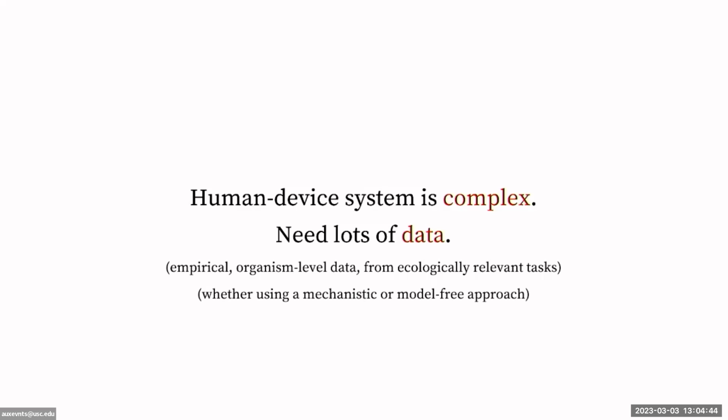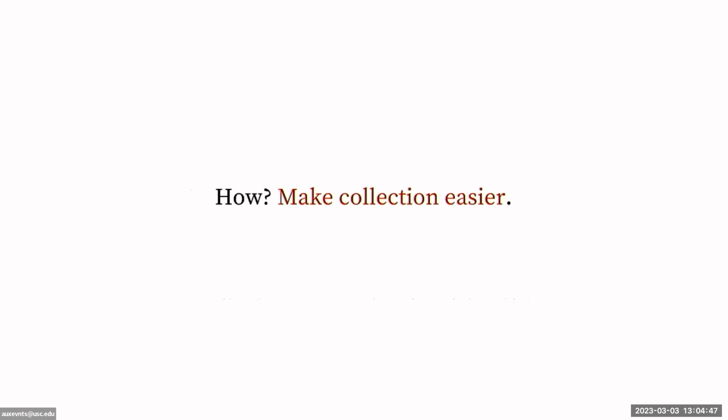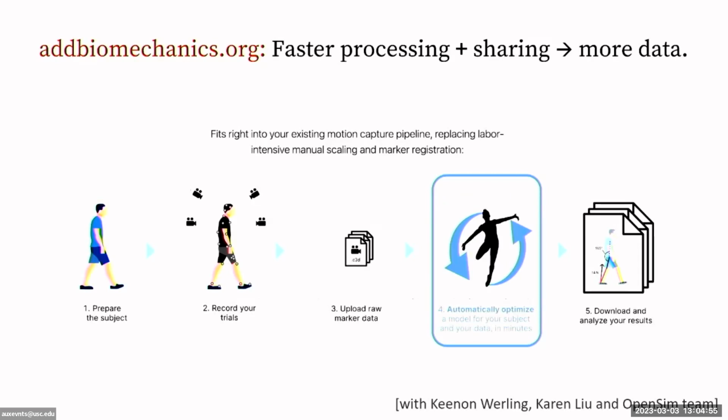And so how do we get this large amount of data? Well, one way we can do that is to try to make collecting it easier. And so I'm going to talk about two projects that try to accomplish that. The first I've been lightly involved with. It's really led by Karen Liu and Keenan Worling, who's a PhD student, along with the OpenSim team.